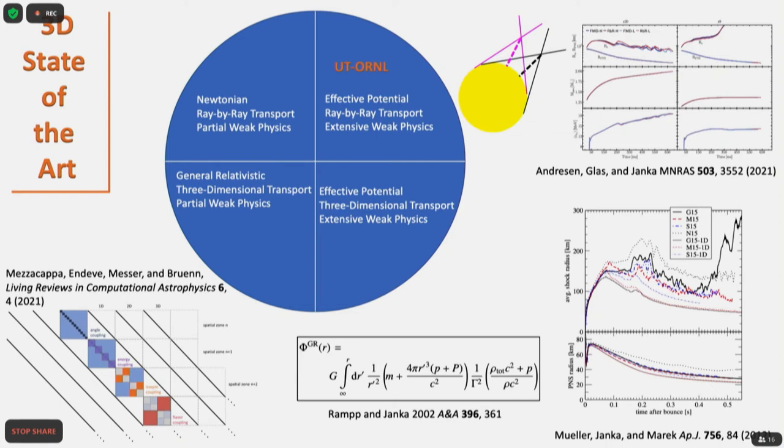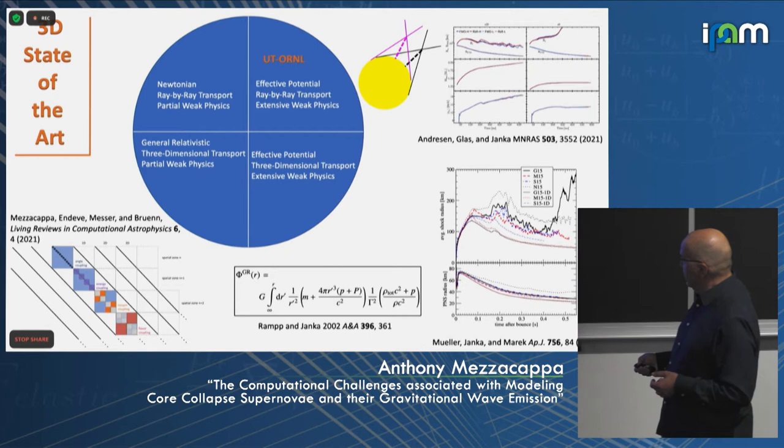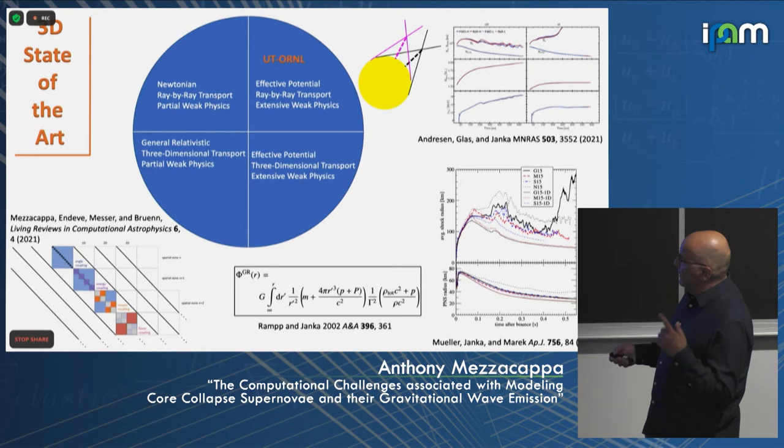Okay, on the effective potential approach, this is a study from Bernhard Mueller and Tomas and Andreas Marek. This is a case where they compared the effective potential approach to a fully general relativistic approach, and the black curve is the fully general relativistic approach. And this is the shock radius versus time.